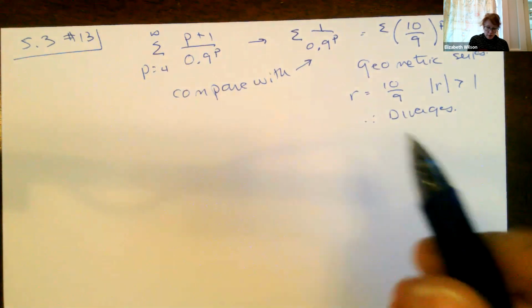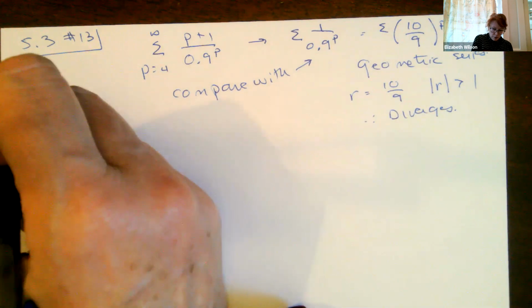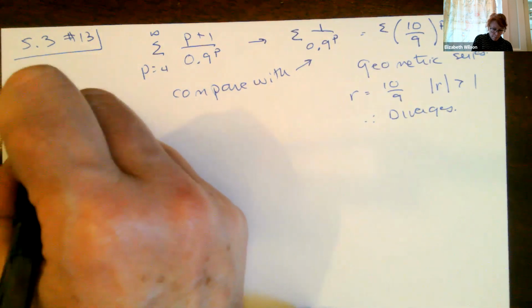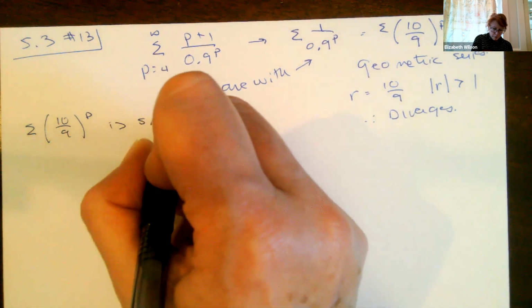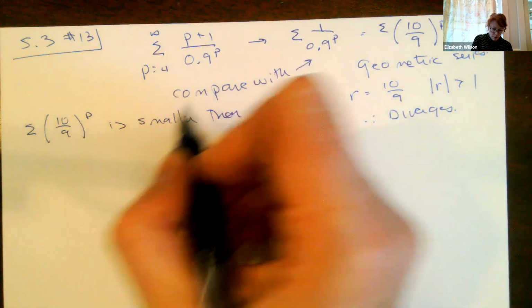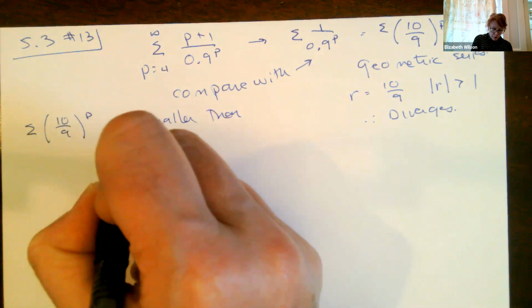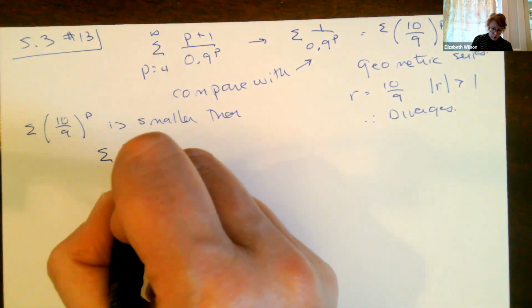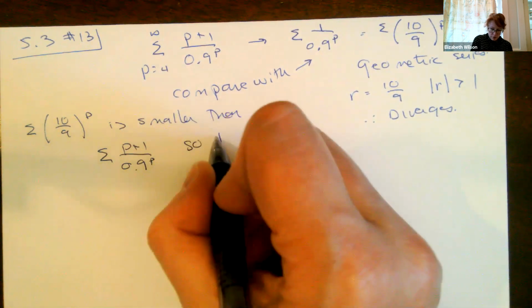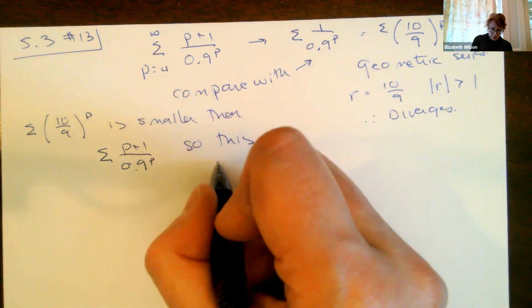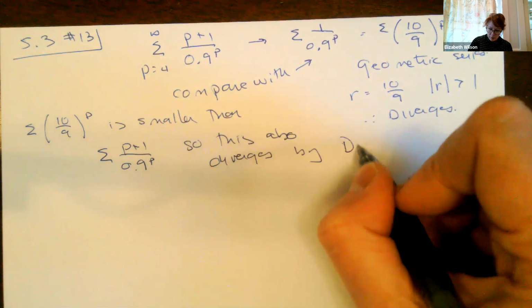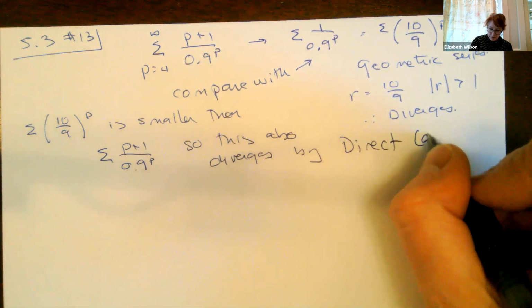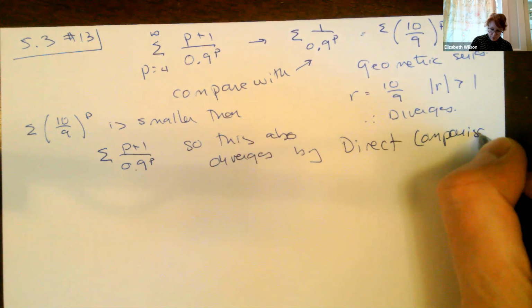Okay, this here, our geometric series is smaller than (p plus 1) over 0.9 to the p. So this also diverges, and we'll say by direct comparison test.